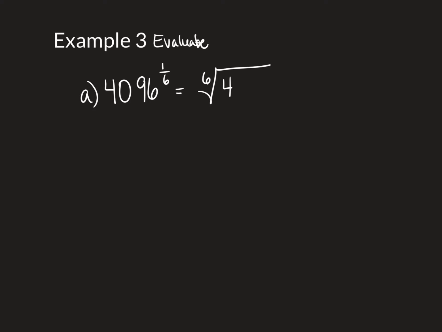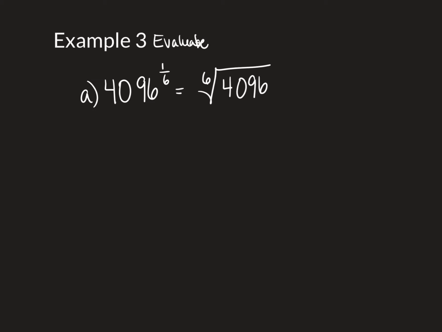For the next one, we're going to evaluate again, except this time I have it written as a fraction exponent. 4096, this is the first one, raised to the 1/6 power. That means I have the sixth root of 4096.